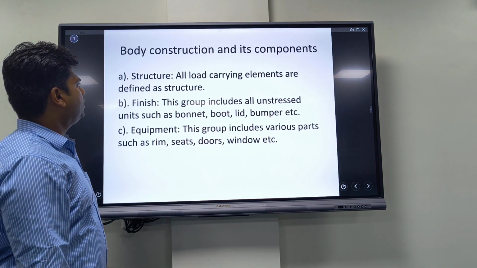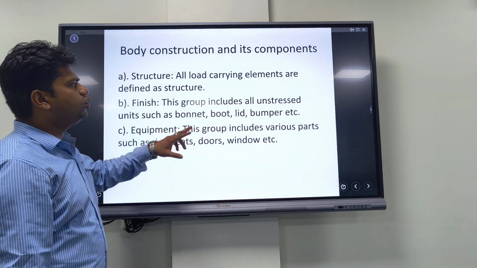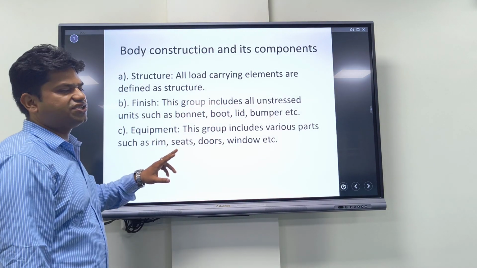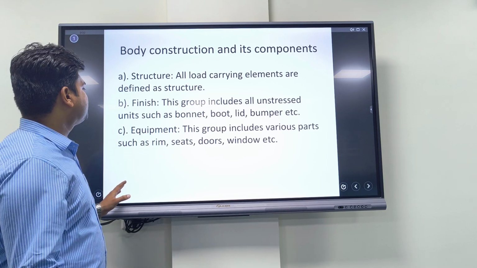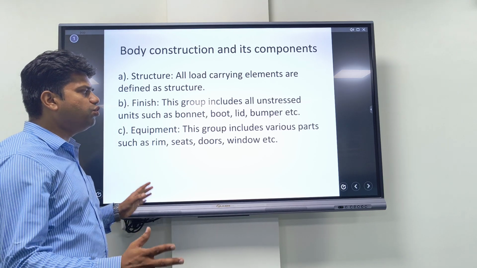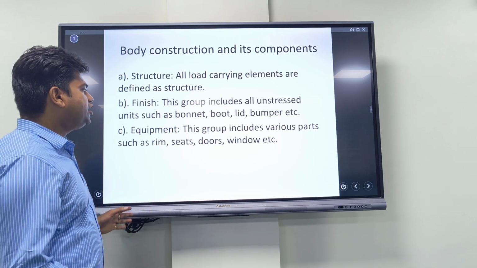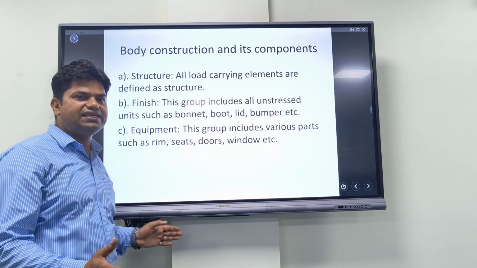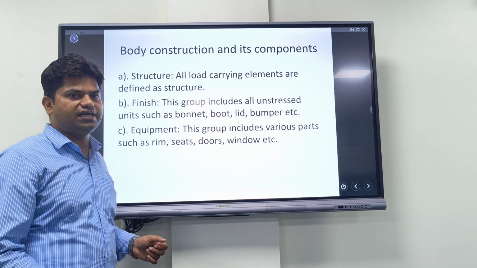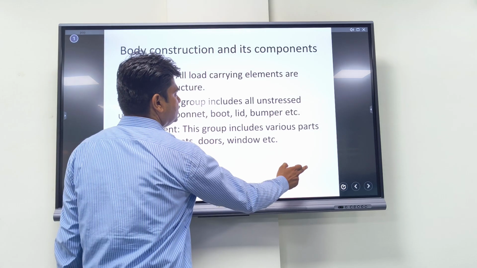There is a body structure. All load carrying elements are defined as a structure. This group includes all unstressed units such as bonnet, boot, and bumper. Equipment. This group includes various parts such as trim, seats, doors, and windows, etc. Next slide.